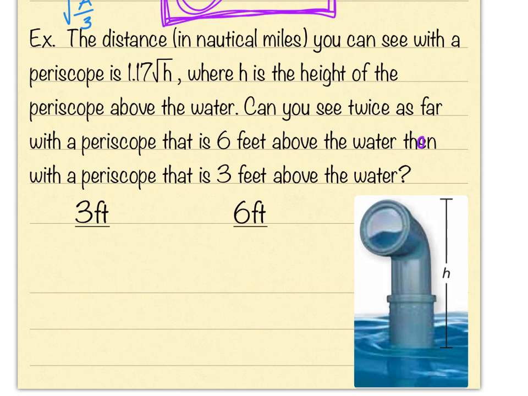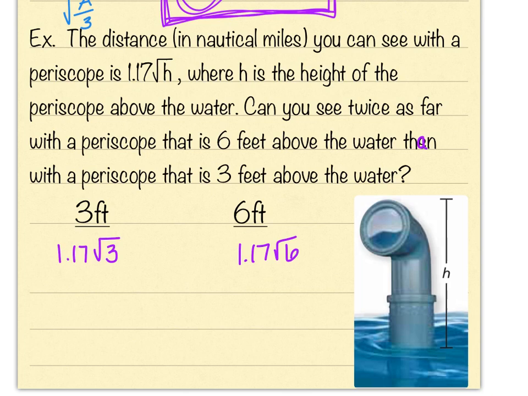In fact, I'm going to fix that. It's kind of driving me crazy. There. So, if the periscope is only 3 feet above water, then that's how far you can see. And if the periscope is 6 feet above water, then that's how far you can see.